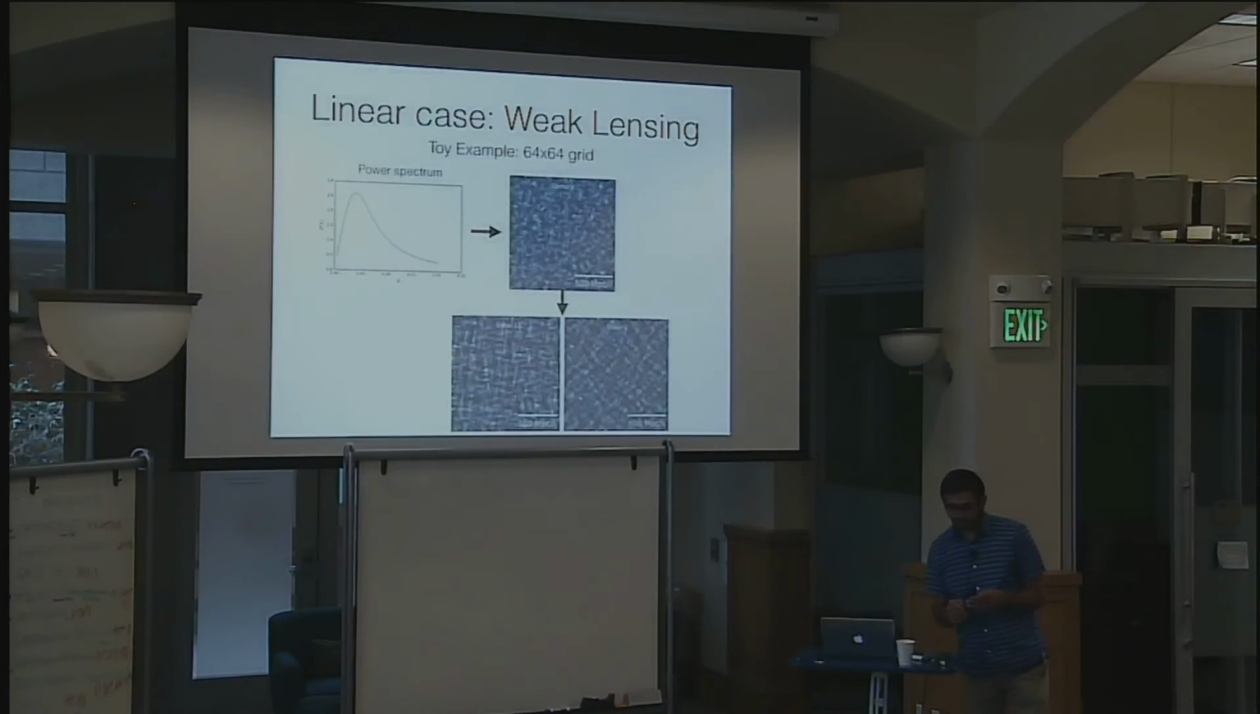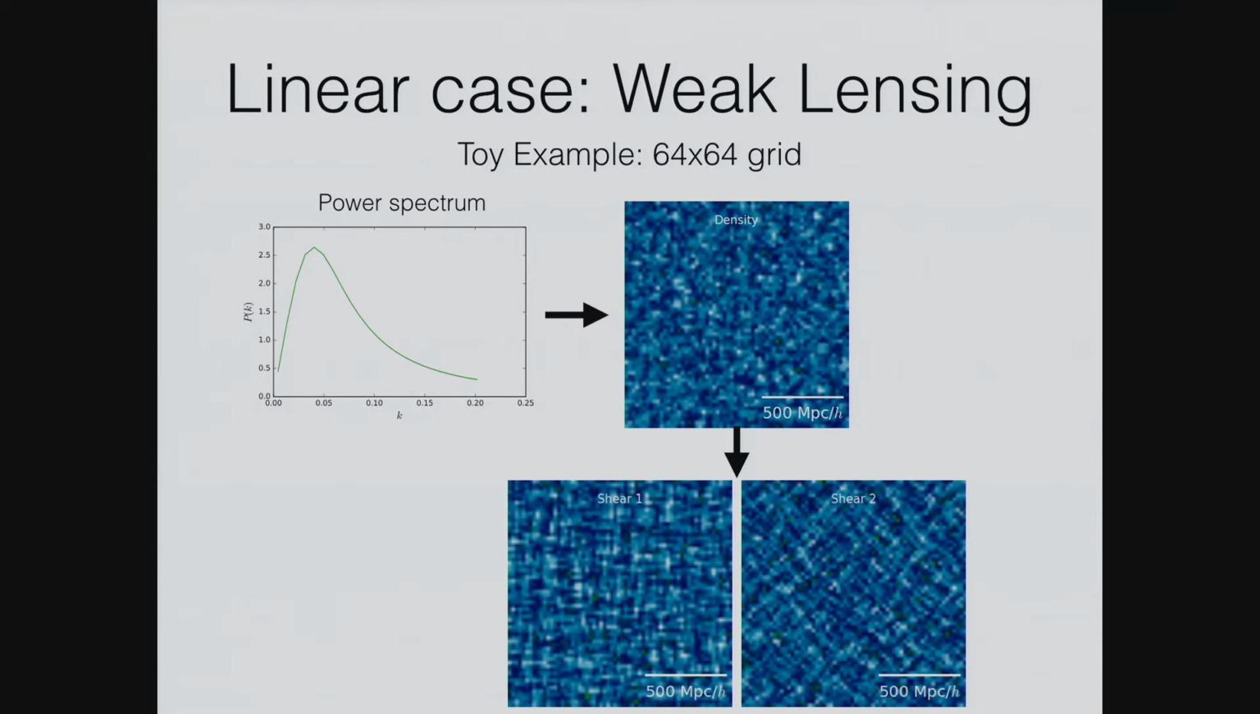So we're just doing some simulations. Given some power spectrum, we simulate a projected density field. I'll use density and convergence interchangeably. So this is your kappa.